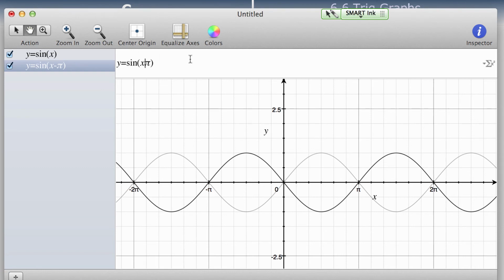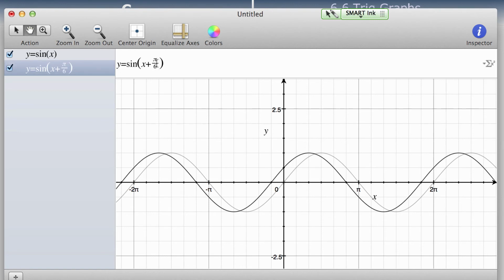What if I put a plus in there? Oh, it's sort of the same thing. But the plus would mean rather than moving it this way, it would move it that way. Maybe I should have put pi over 2 divided by 6 or something. There. So it took the whole thing, instead of starting here, it moved it over left. Pi over 6 is 30 degrees, so it moved it left 30 degrees.